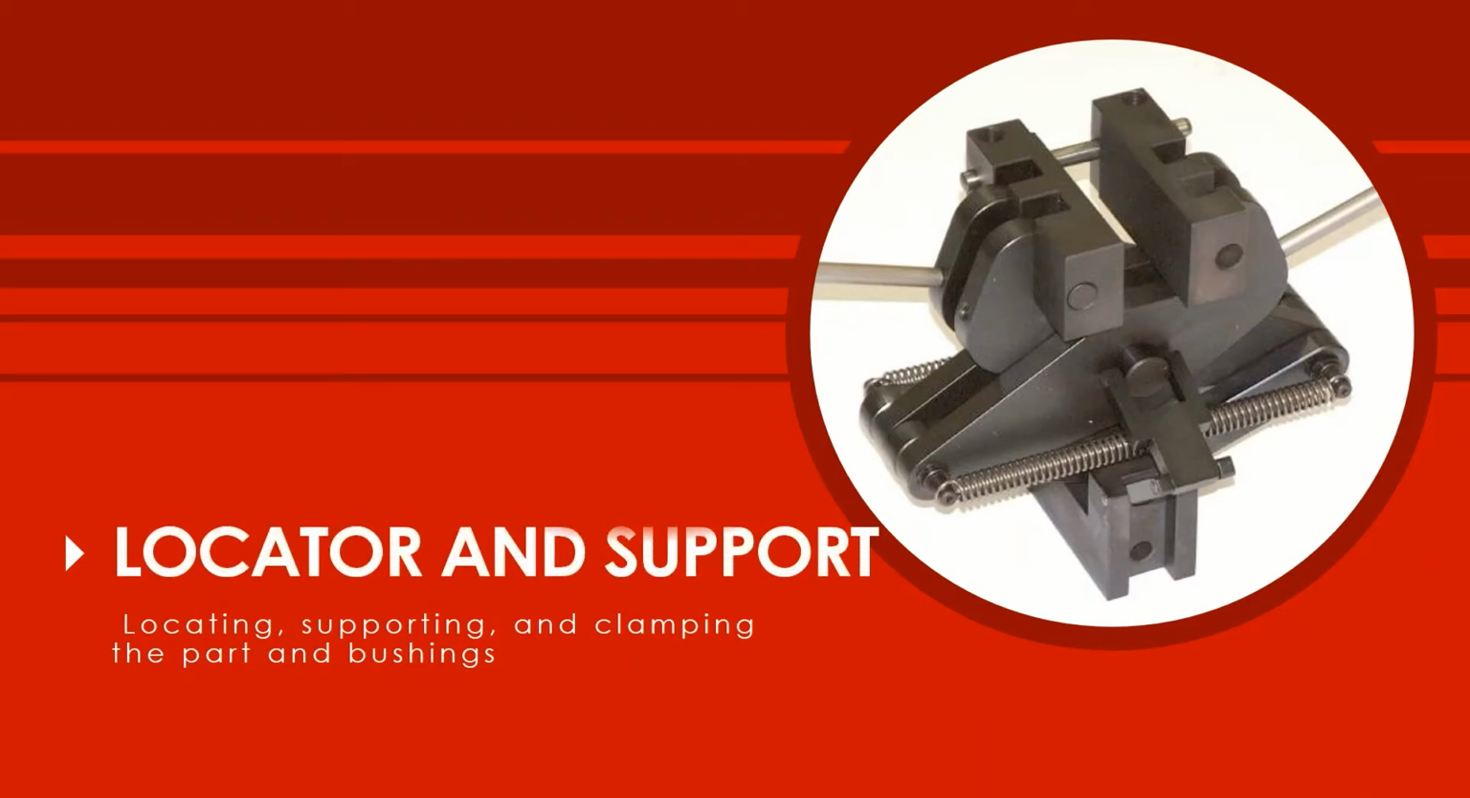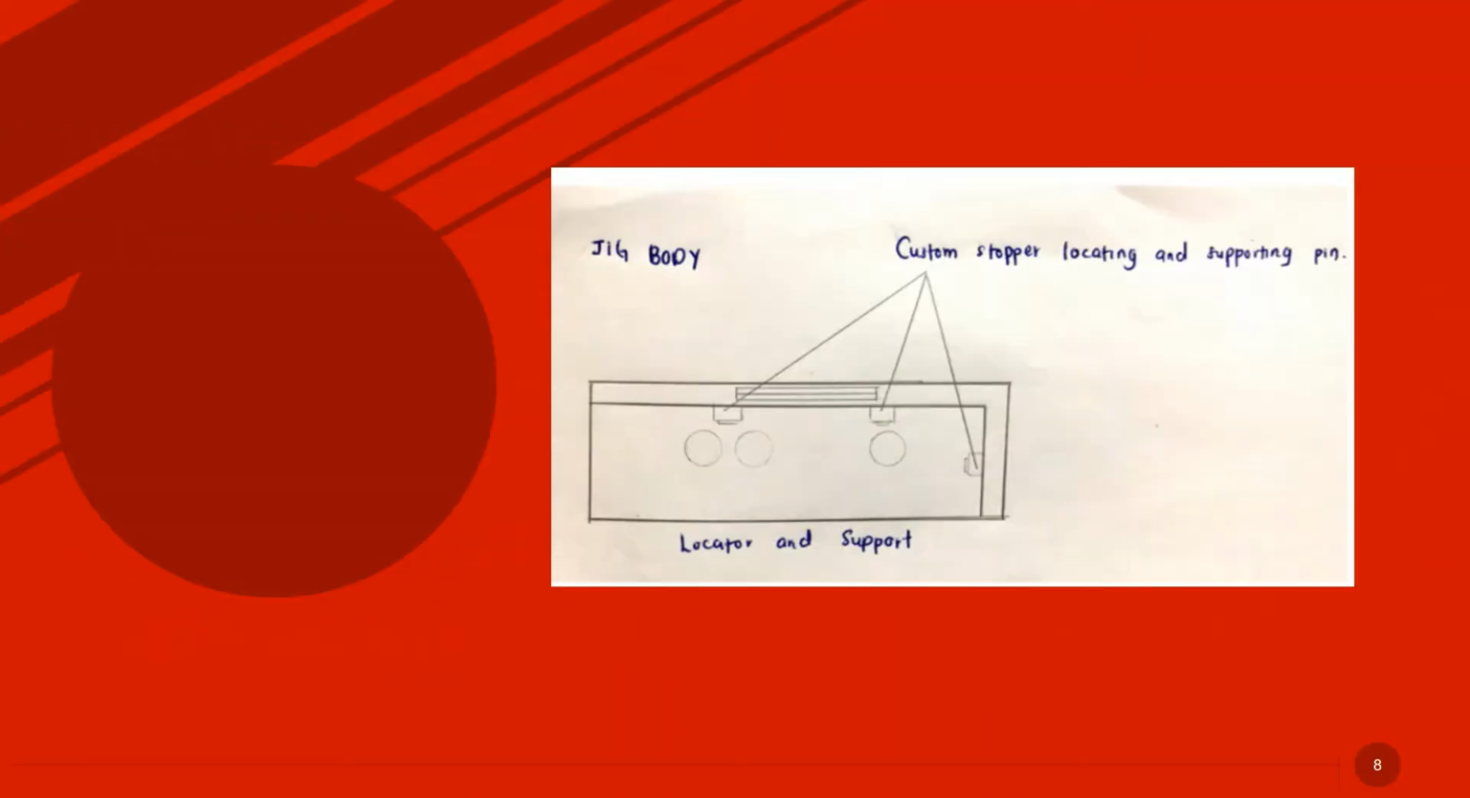Next will be locator and support. Locator and support for jig body. The jig body part was assembled with 3 added custom stoppers locating and supporting pin, which is indicated as the figure. The pin was spaced far apart to reduce locators and to ensure complete contact over the locating surface. The tolerance between workpiece and jig body are ±5 mm and restrict the movement for 9 out of 12 axes except X, Y, and Z axis.